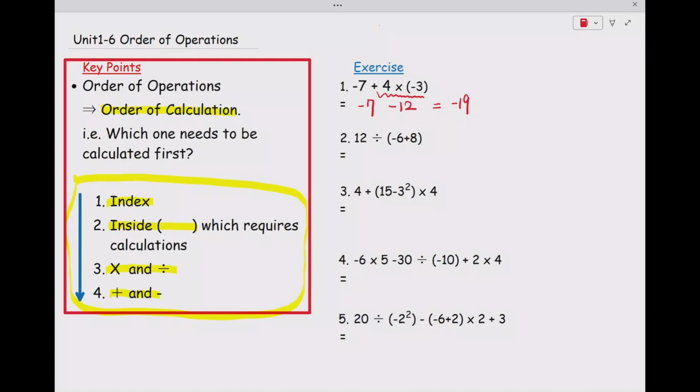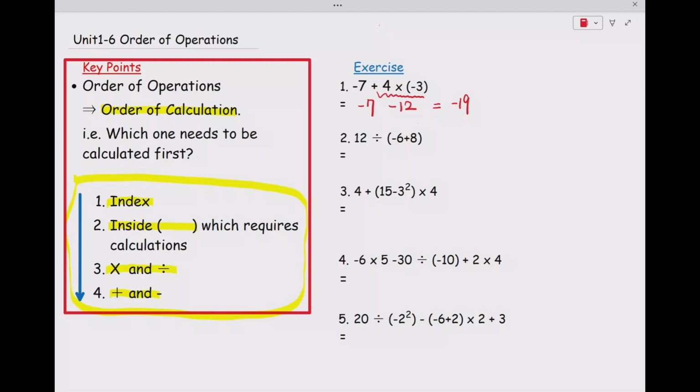Question number 2. 12 divided by bracket -6 plus 8. This is a question with a division and addition being mixed. There are also brackets that requires calculations. Now, let's recall order of operations again. First, index. Second, contents of the brackets that requires calculations. Third, multiplications and divisions. And fourth, additions and subtractions.